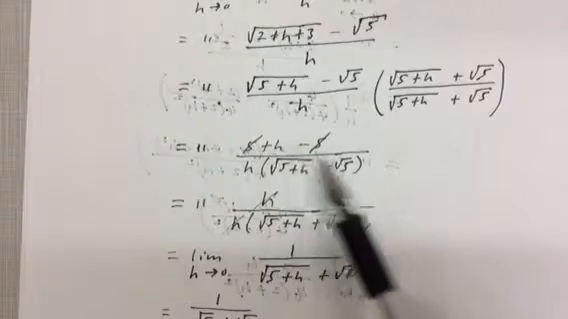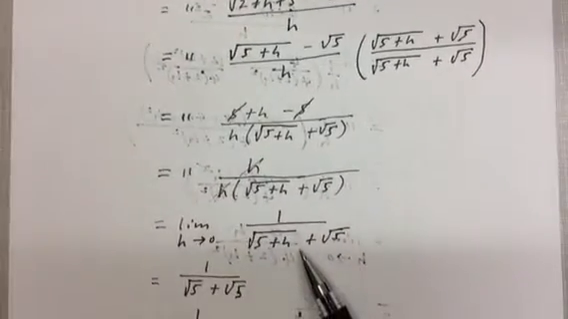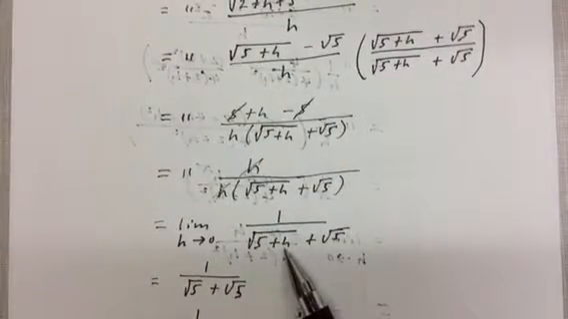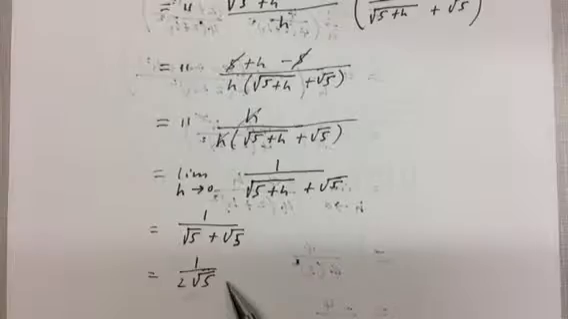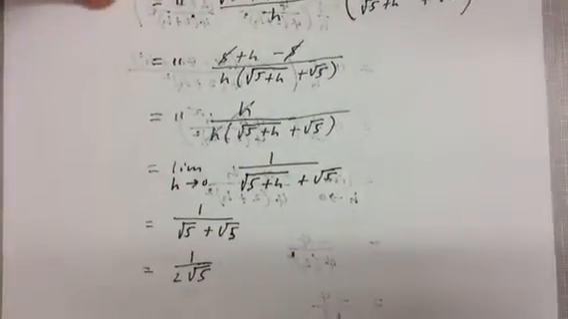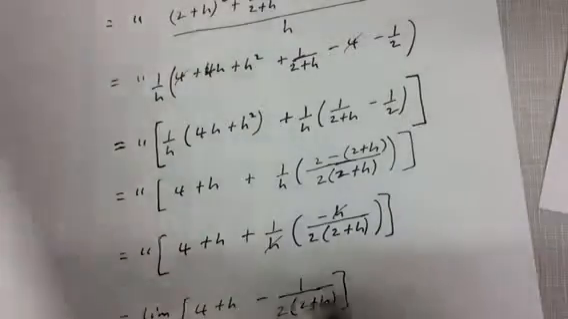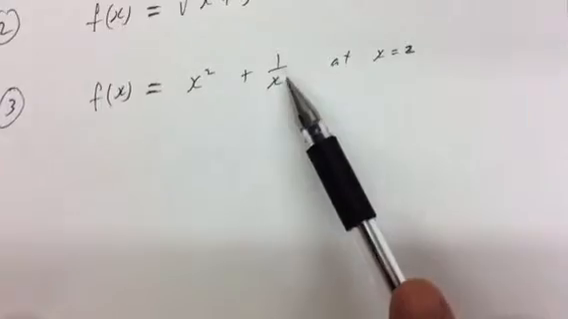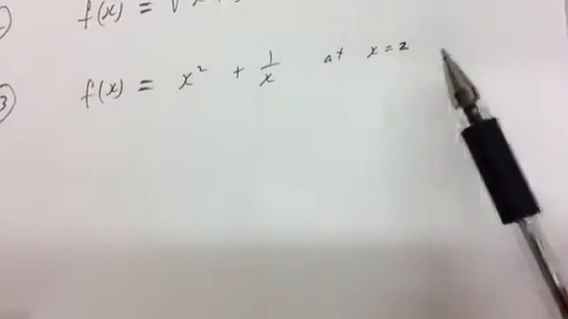5's cancel out on the top, h's cancel out. The limit of this is quite nice. The 5 plus h goes to 5, sorry. And you've got this expression. Okay. And then the third other example is this one here. It's a combination of two functions, x squared and 1 over x at x equal to 2 again.